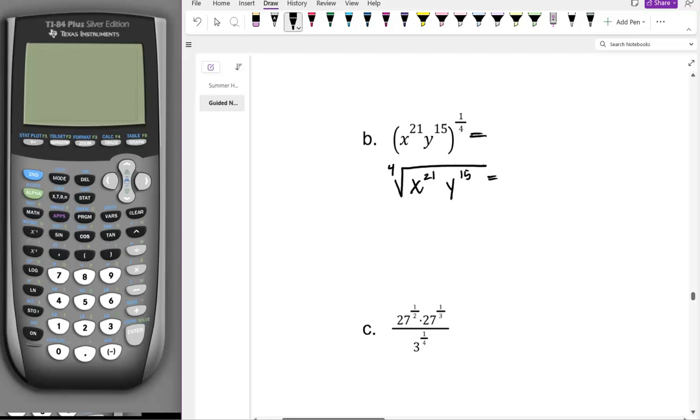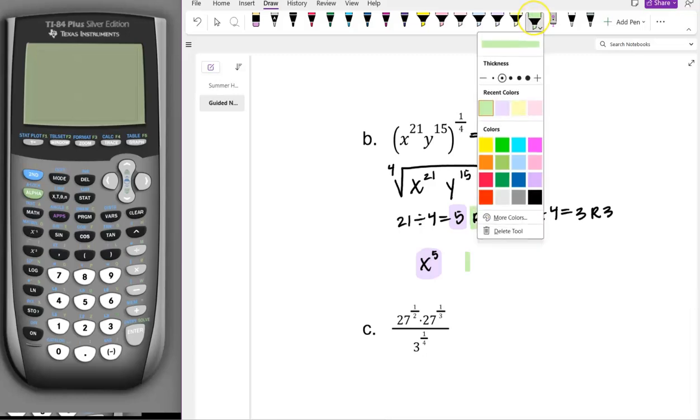So we have the 4th root of x to the 21, y to the 15th. Now this turns into a problem that we already did in the last problem set where we were working on radicals. We're going to take 21 divided by 4. It's 5 with a remainder of 1. 15 divided by 4 is 3 with a remainder of 3. And then I know that 5 factors of x get to come out of the root, and 1 factor of x needs to stay under the root.